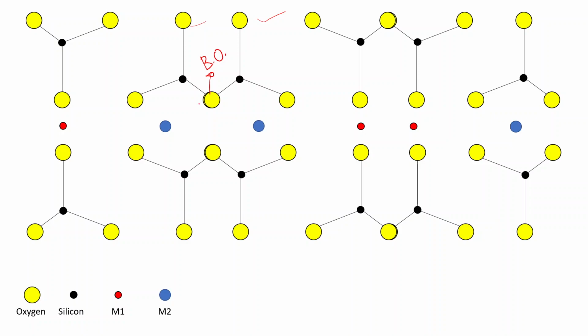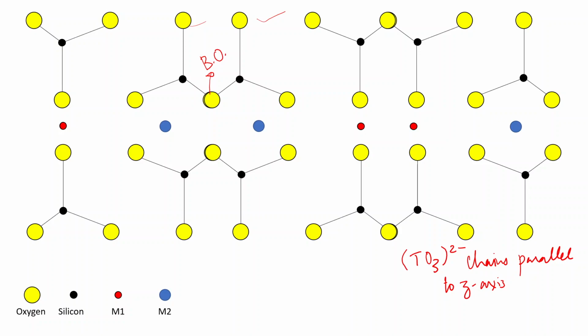Now, M1 site is coordinated by non-bridging oxygens, while M2 site, the blue color, is coordinated by the bridging oxygens. And as I had just mentioned before, the structure is made up of two units of silicon oxygen tetrahedra, and they are linked at corners to form an infinite chain, which is TO3 2 minus. So these TO3 2 minus chains run parallel to the Z axis.